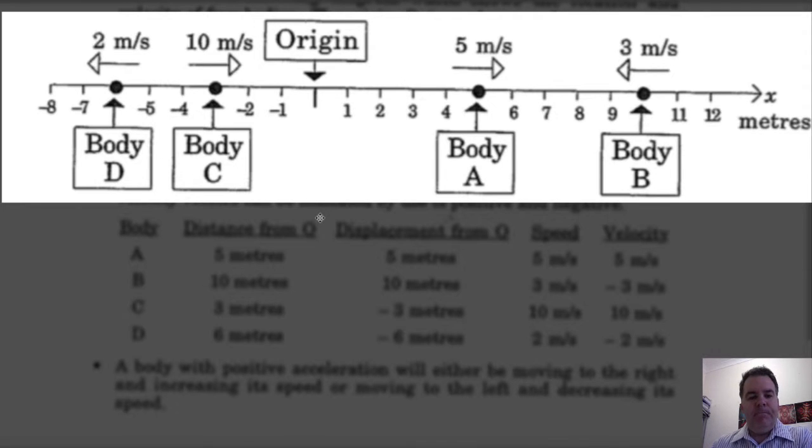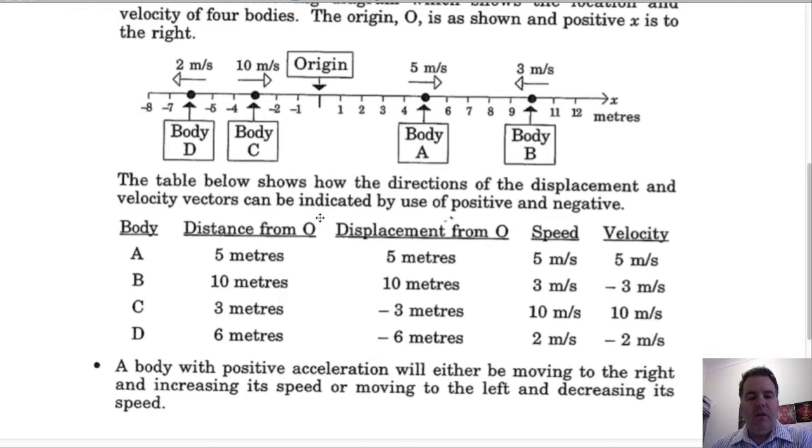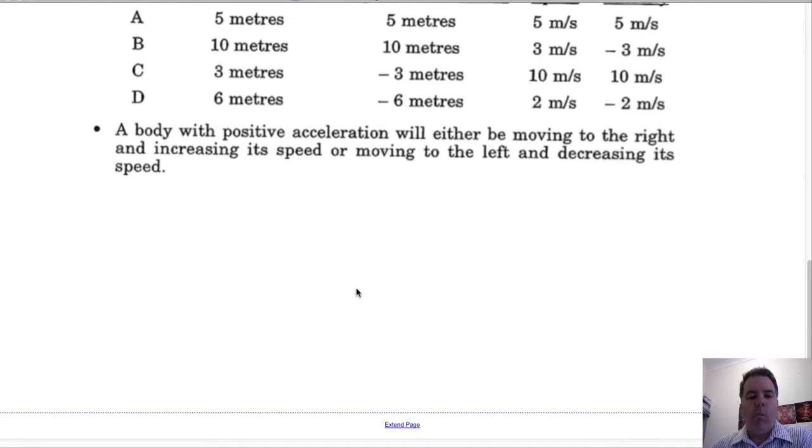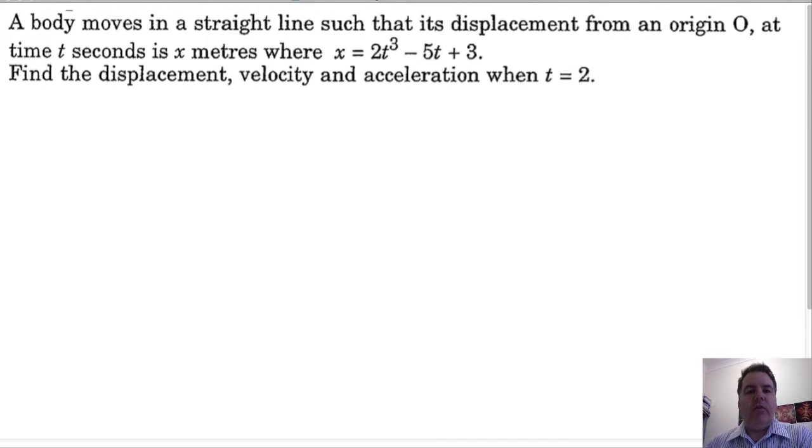So it's good to know those conventions for displacement and velocity. Let's look at this real simple question. A body moves in a straight line such that its displacement from an origin at time t is given by that. Find the displacement, velocity and acceleration when t equals 2.